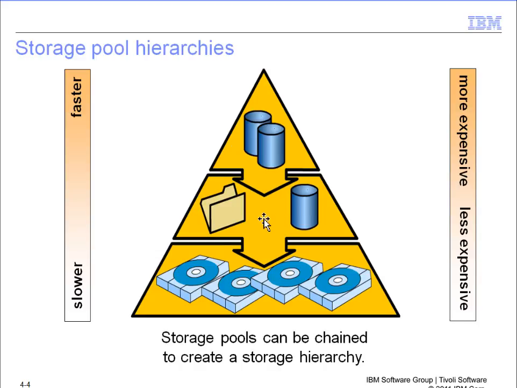And then finally we have our mid-range storage pool that migrates down to, in this case, a tape pool. Tape pool is going to be a little bit slower. You're going to need to mount the tape volumes to write to them, but they're also the less expensive. So this would be the ultimate storage for your primary storage pool.